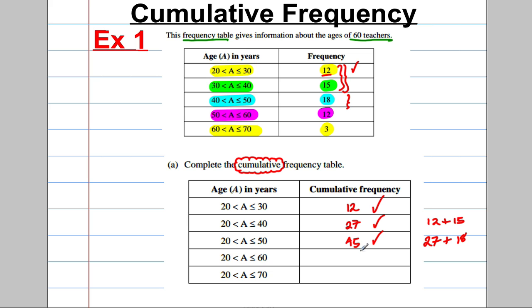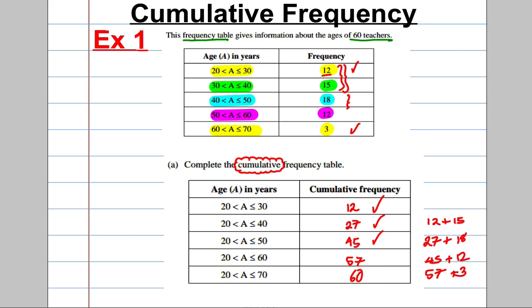Right, how will I get the next number? Well, I'll start off at this 45 here, and I'm going to add on this 12. So I'm going to add on 12, and I'm going to get to 57. And the last thing, I'm going to take that 57, and I'm going to add on this 3, and I'm going to get to 60.